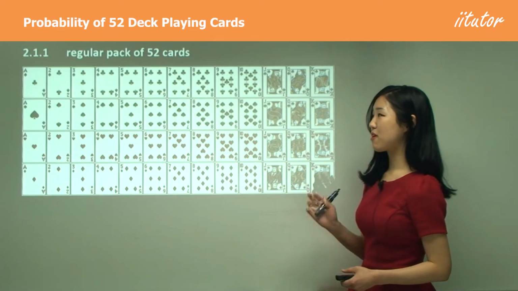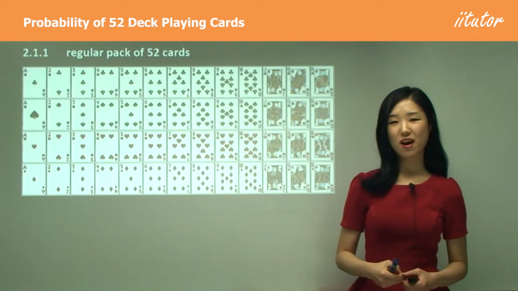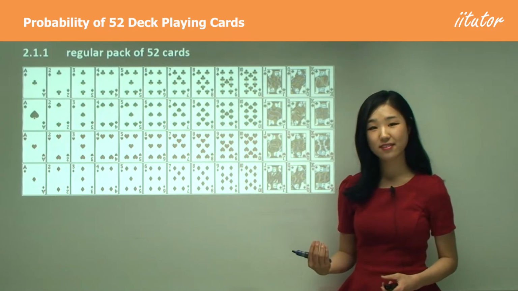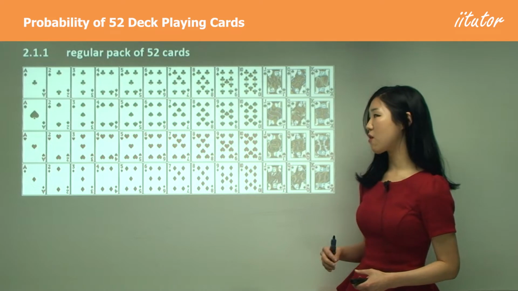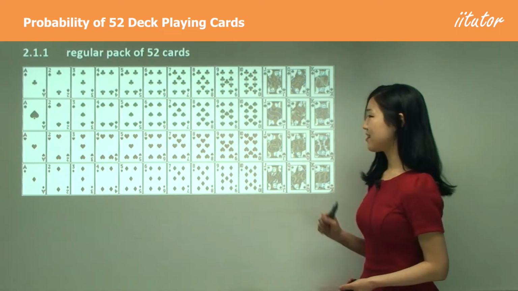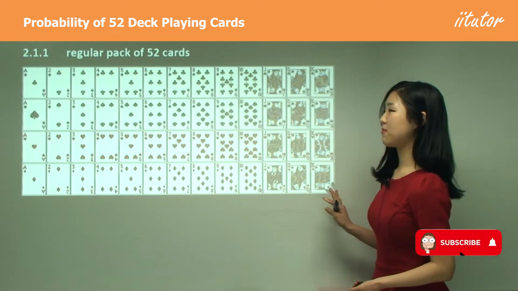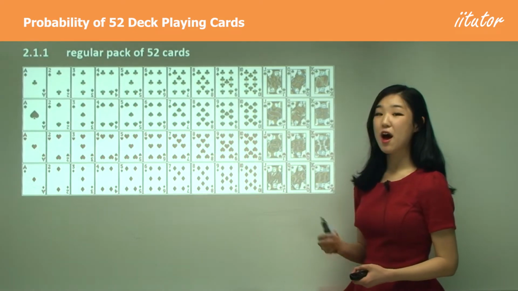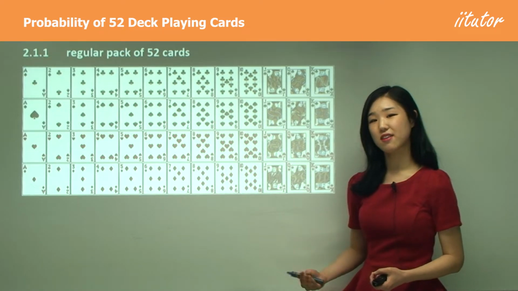I'm going to start off with my regular pack of 52 cards because a lot of probability questions will relate to cards. So you must know very, very well what a pack of cards consists of. You can see over here, I've got pictures of all the parts in the cards. And you have to know how many of each and what different colors there are as well.